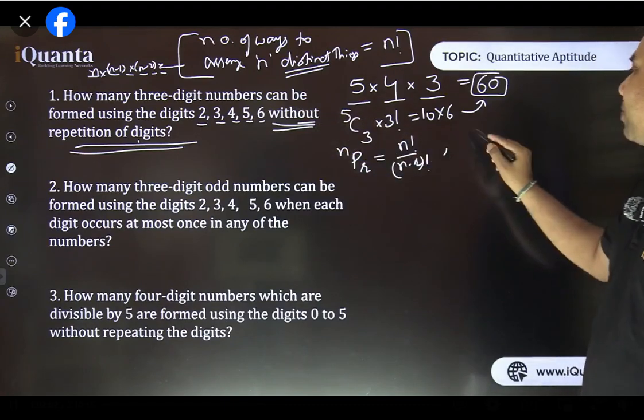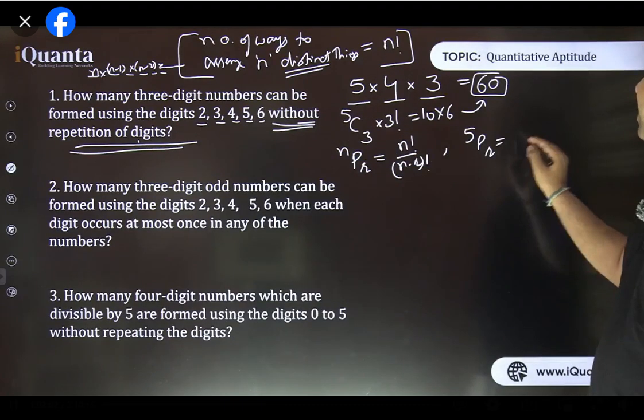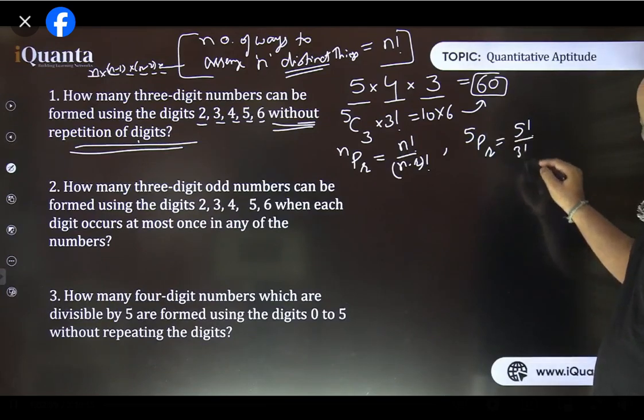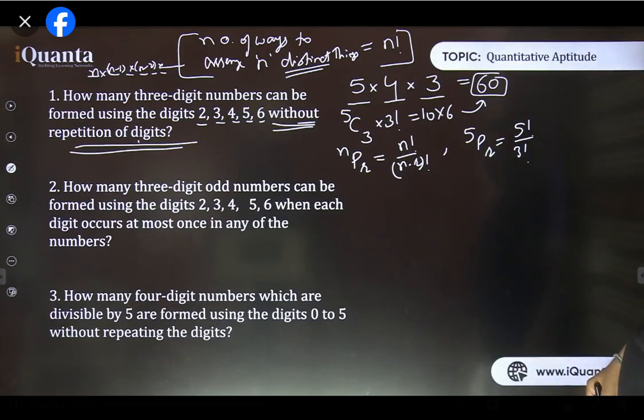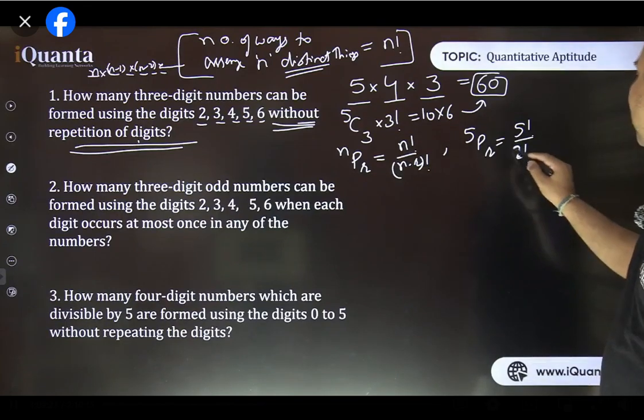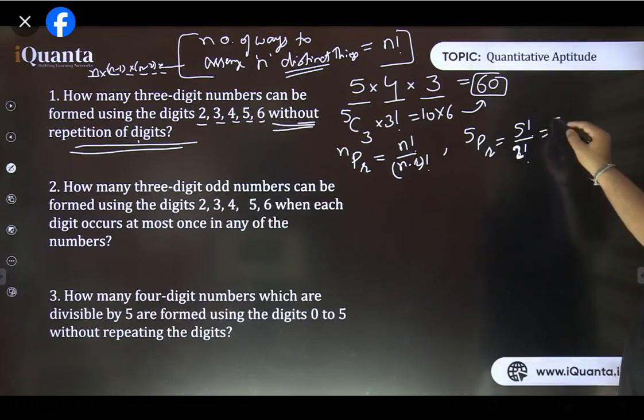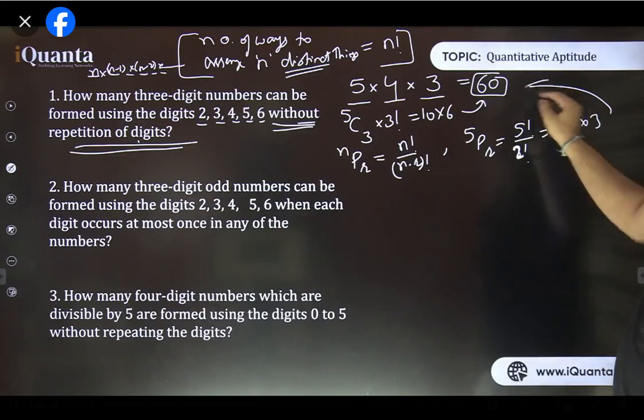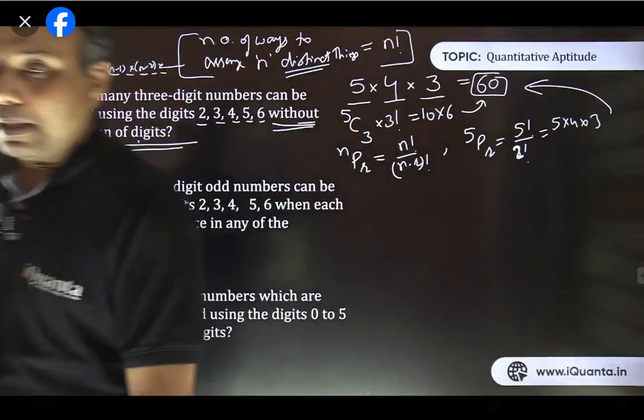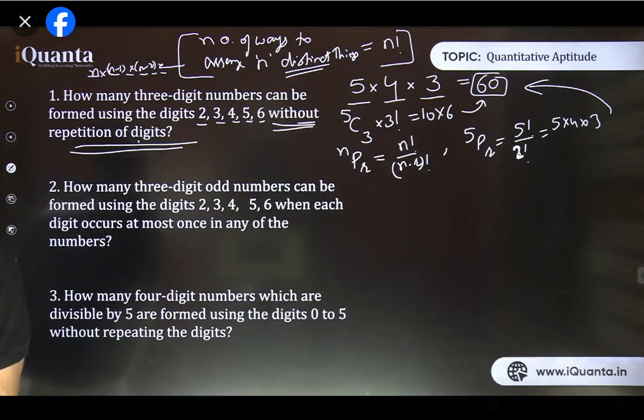So here it comes out to be 5PR, which means 5 factorial upon 5 minus 2, that is 3 factorial. No, sorry, 5 minus 3, it will be 2. 5 factorial by 2 factorial. That means 5 into 4 into 3, that is 60. Okay? So we have done 3 different ways to solve same question.